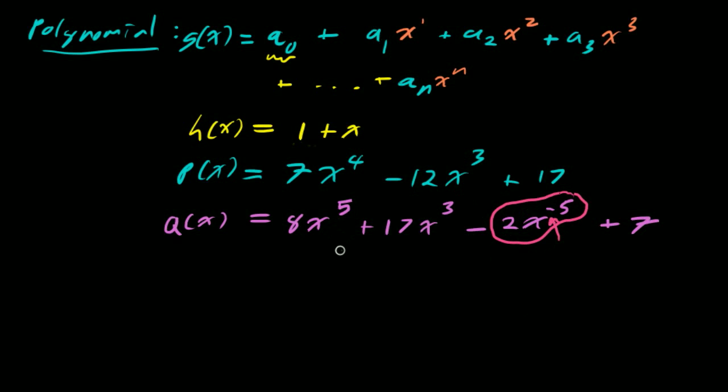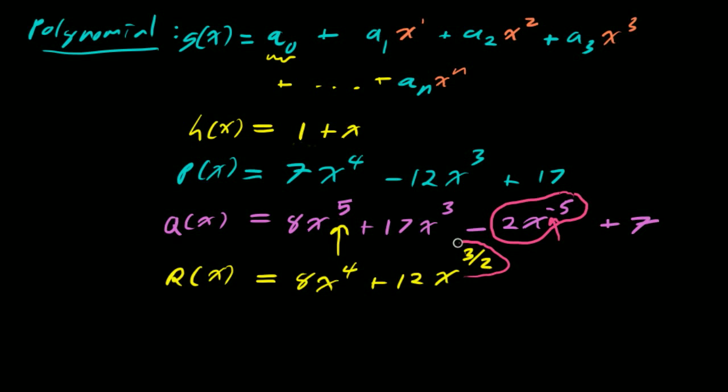For an expression to be a polynomial, we can only have positive whole powers of x. Maybe I'll define another function, r of x. Let's say that I'll define this function as 8x to the fourth plus 12x to the 3/2. This is also not a polynomial because we don't have whole number powers of x.